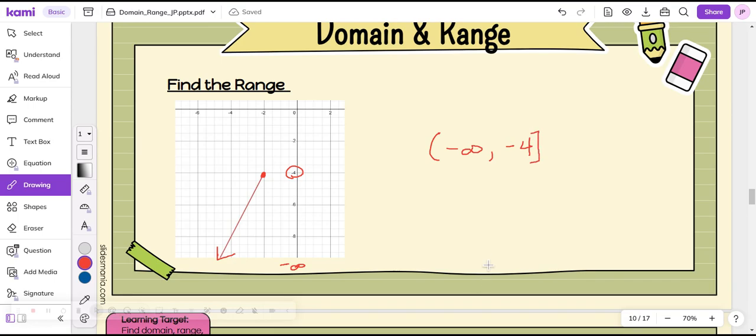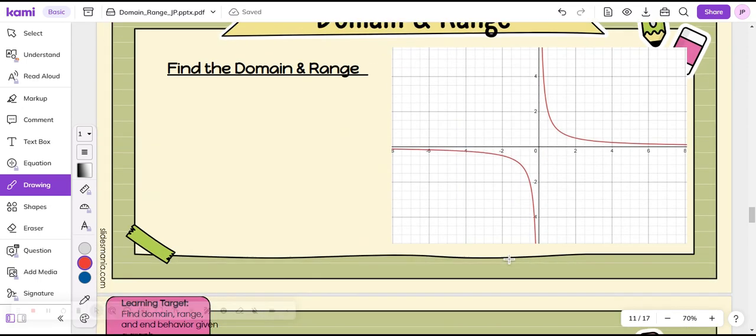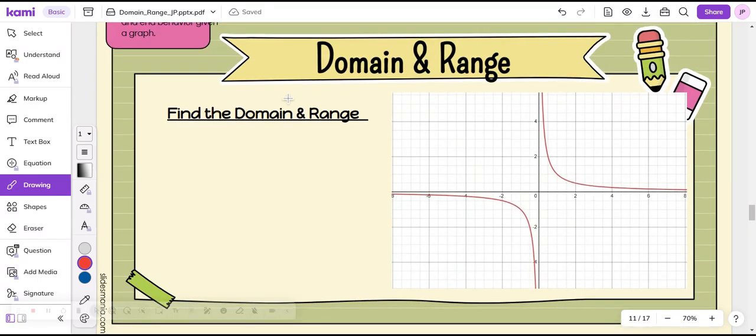All right. I started with what I thought was some easier graphs, and then we're going to move on to some that are more difficult. So this one is definitely more difficult. This one's asking you for domain and range. One reason that this is more difficult is that there is what we call a vertical asymptote.